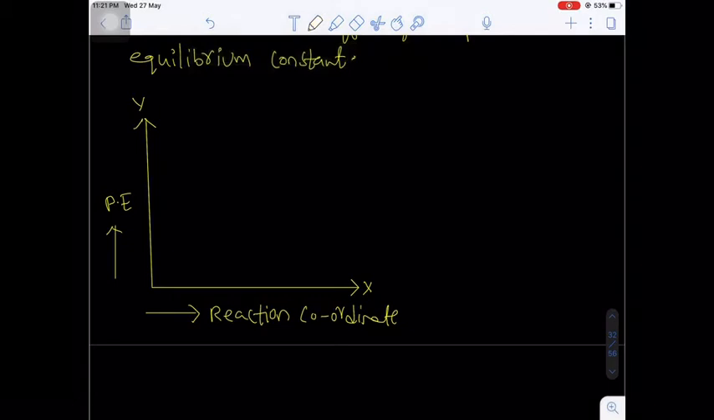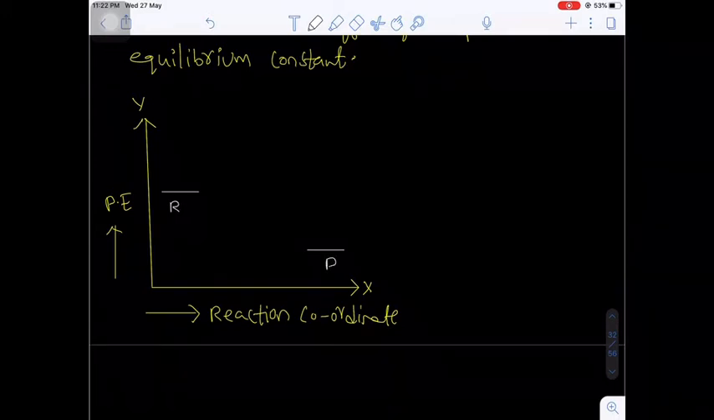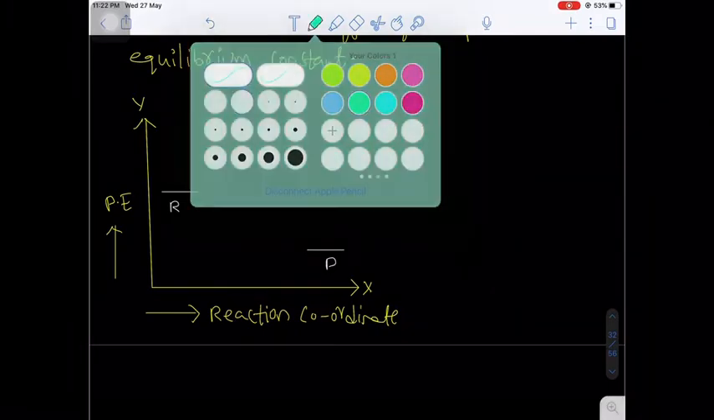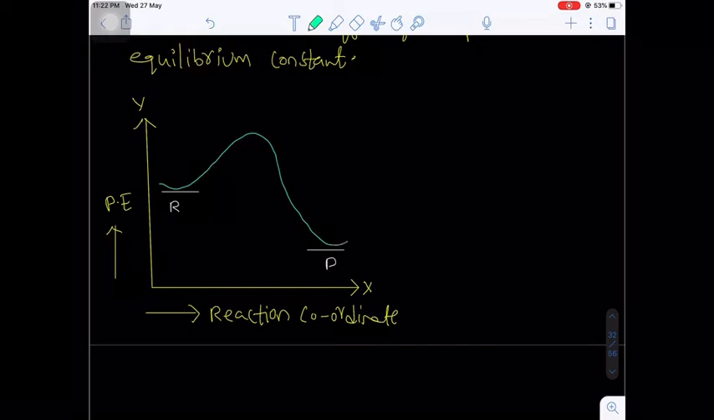Okay. Now here in exothermic reactions, the reactants have more energy and products will have less energy. Now these reactants cross an energy barrier, okay, and they convert into products. Now this is the highest energy of the system, okay.